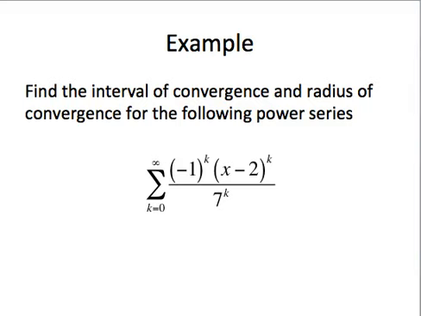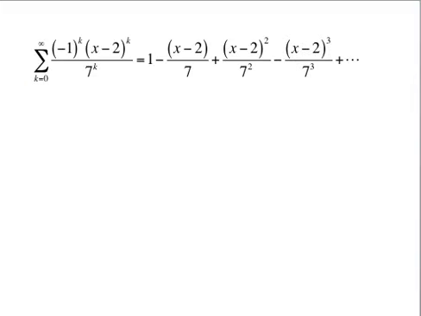The sum as k goes from 0 to infinity of negative 1 to the k times x minus 2 to the k over 7 to the k. If k is 0, negative 1 to the 0 is 1, x minus 2 to the 0 is 1, 7 to the 0 is 1, just 1.